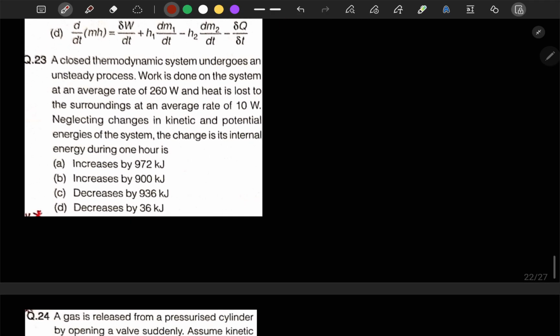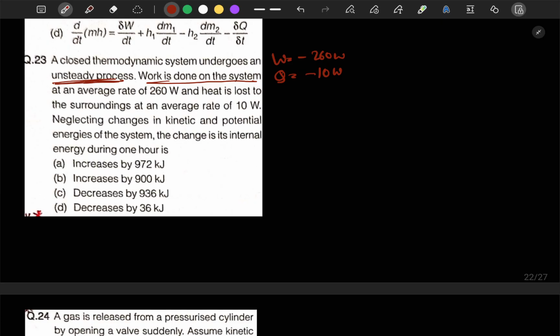Next we move to question number 23. A closed thermodynamic system undergoes an unsteady process. Work is done on the system at an average rate of minus 260 watt. And heat is lost to the surroundings. Since heat is lost, we also have to consider it to be negative, minus 10 watt. Neglect the change in kinetic and potential energy of the system.